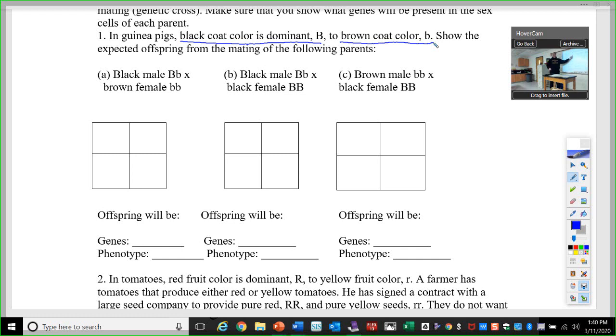Heterozygous. Homozygous recessive. Must have that second part when you use homozygous. Say it out loud. Good. Cross C: homozygous recessive, homozygous dominant.